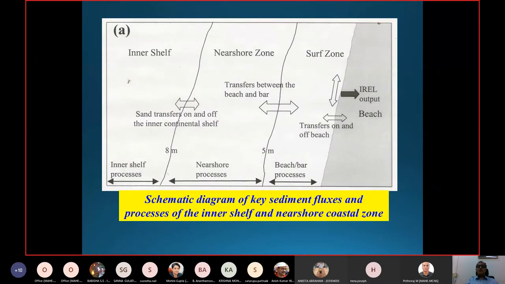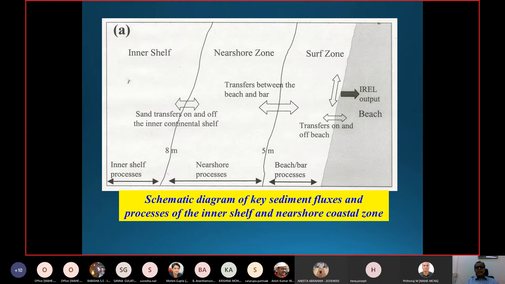During the fair weather season, when I say fair weather season, during the post-monsoon period, that is the period normally beach builds up. The sediment from the near shore zone, because wave will be very ideal time, slowly comes onto the surf zone and then it gets onto the beach. That's why during November, December, beach will be wide.